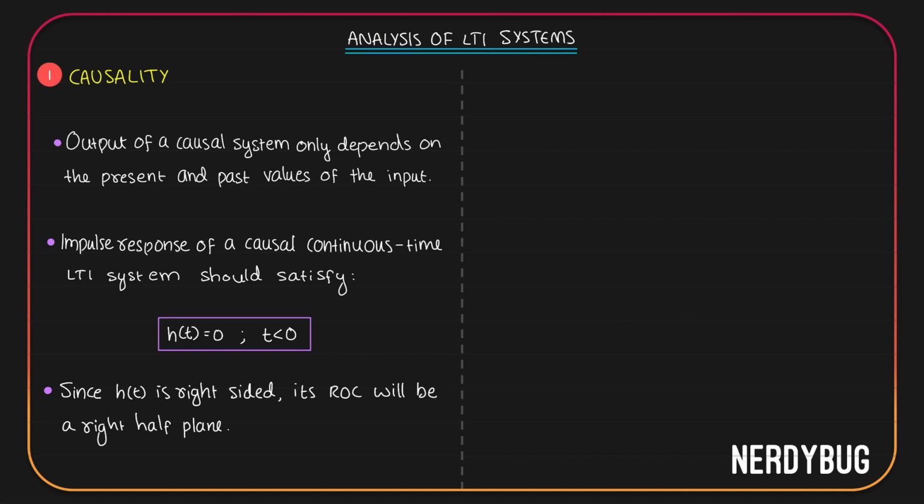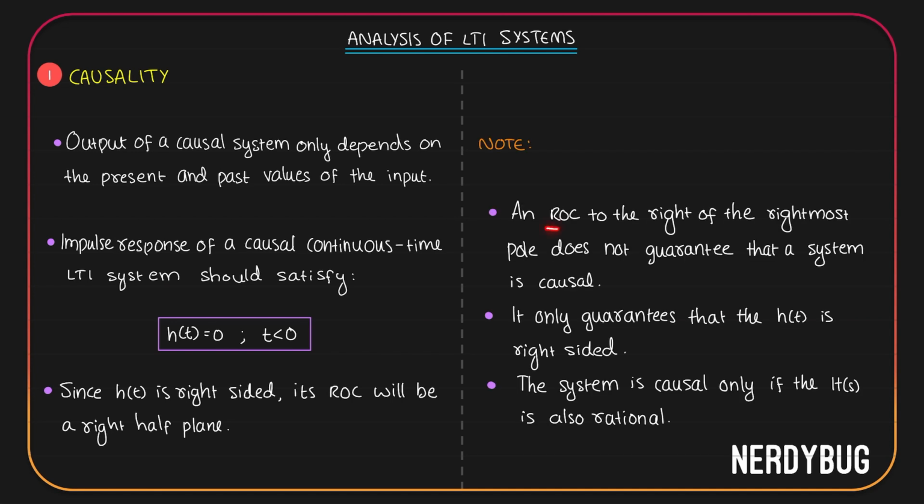Does that mean the only condition for an LTI system to be causal is that the ROC of its transfer function should be towards the right of the rightmost pole? Well, it's actually not true. There is one more thing we have to understand. ROC being to the right of the rightmost pole does not guarantee that the system is causal. It only guarantees that the h of t is right-sided.